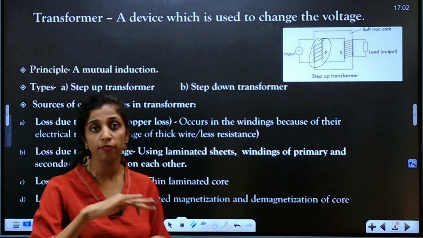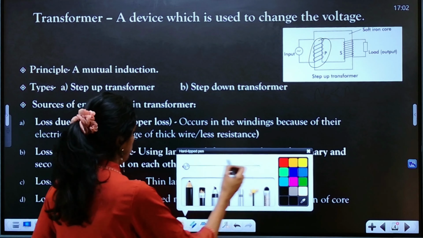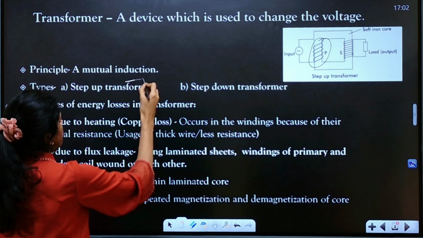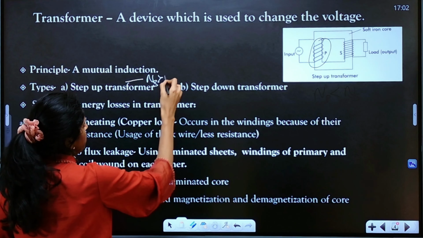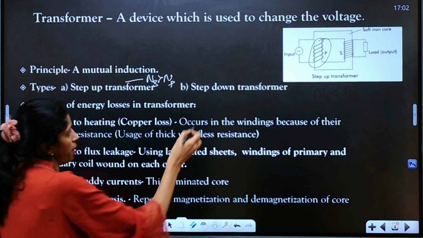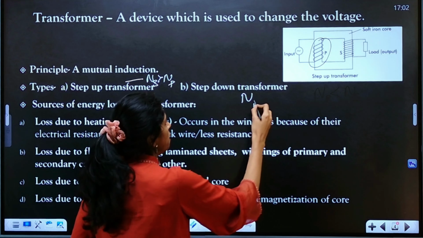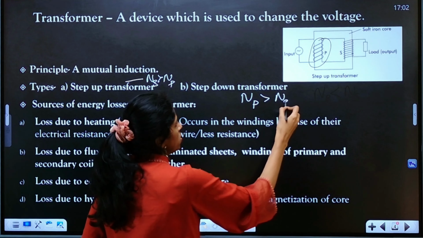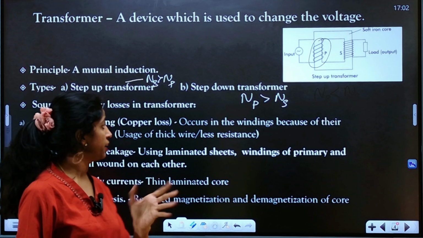Remember, if it is a step up transformer, then the number of coils in the secondary will be greater than the number of coils in the primary. But if it is a step down transformer, the number of coils in the primary will be greater than the number of coils in the secondary. Please remember this point, it might help you again.